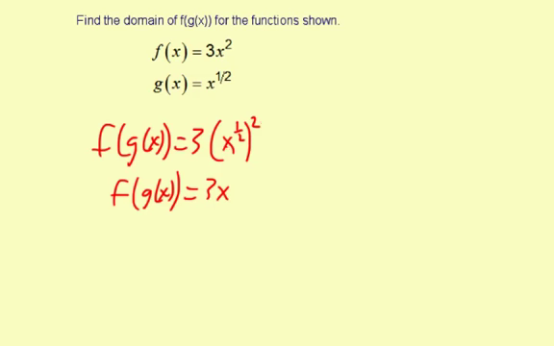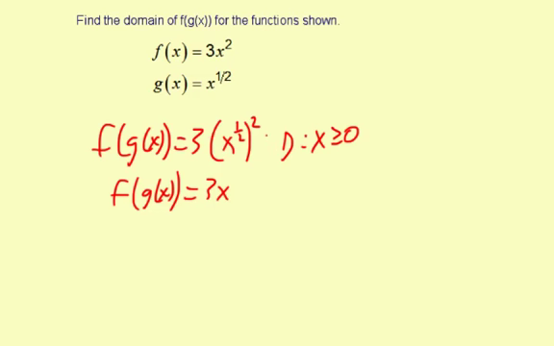So what happens here is you have an input, you take the square root, and then you square it, and then you have a 3 that you multiply by. You can only take the square root of positive numbers and 0. So the domain for the first part is x has to be greater than or equal to 0. And then when you square a number, the domain is all real numbers, because you can square any number. And then multiplying by 3, well, you can multiply any number by 3.